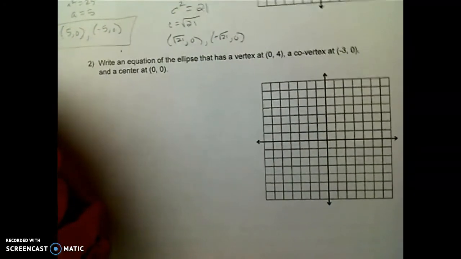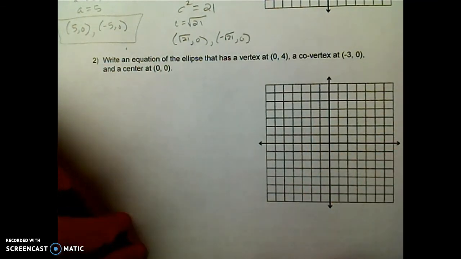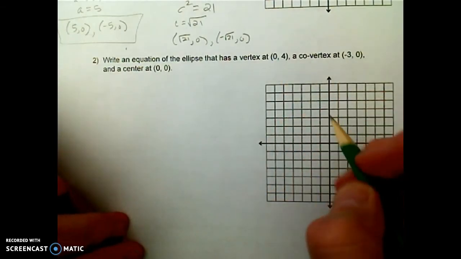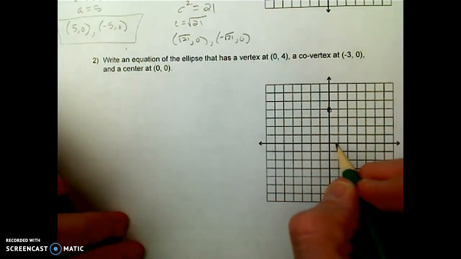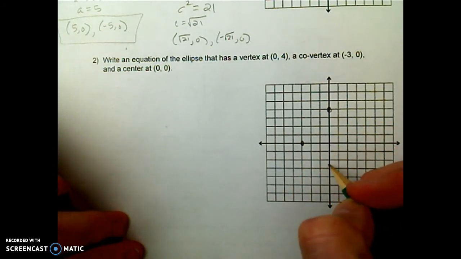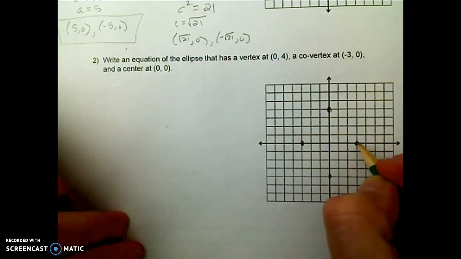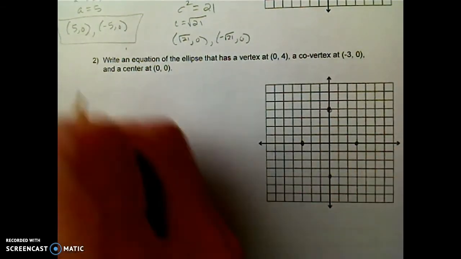How about we go the other way? Can we write an equation of an ellipse if we're given some information such as the location of a vertex, a co-vertex, and a center? It helps to sketch it out. I'm given a vertex at 0, 4, and a co-vertex at negative 3, 0. So I can see that this graph is taller than it is wide. So this is vertical.